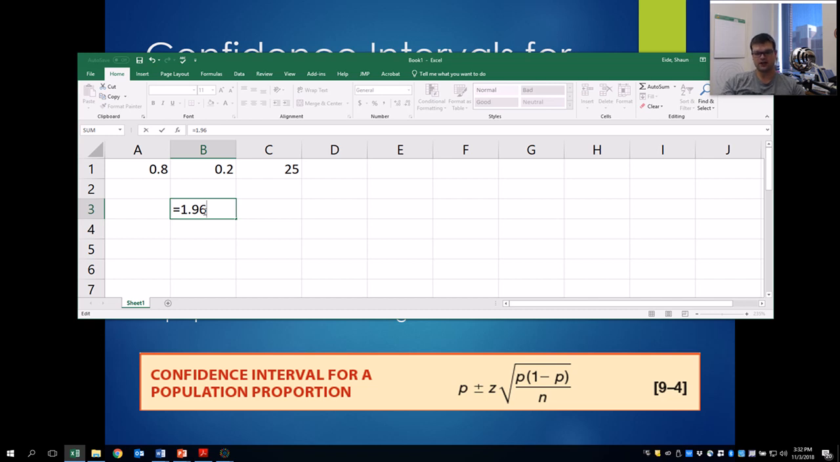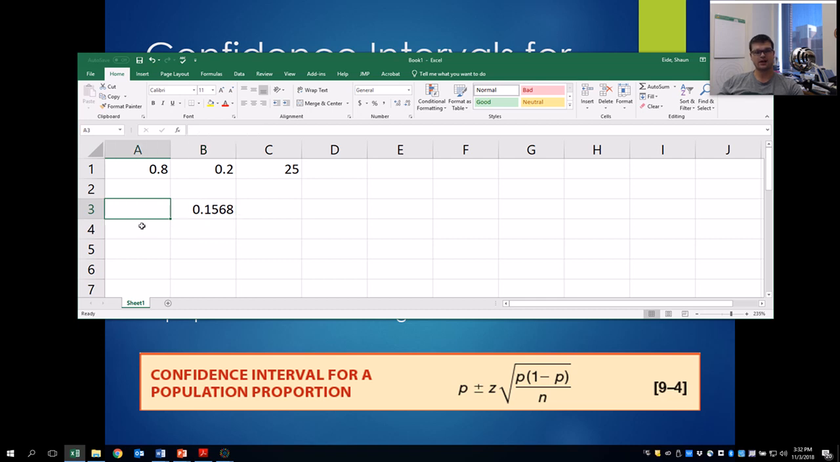So 1.96 multiplied by the square root of 0.8 multiplied by 0.2 divided by n, which is 25. So 0.8 times 0.2 divided by 25, we take the square root of that, and we multiply that by 1.96. That gives us a margin of error of 0.1568.